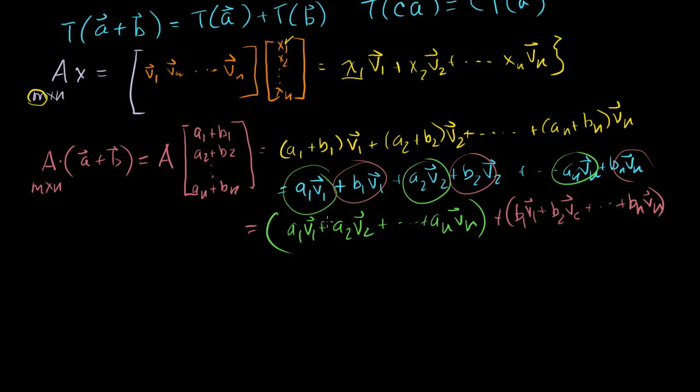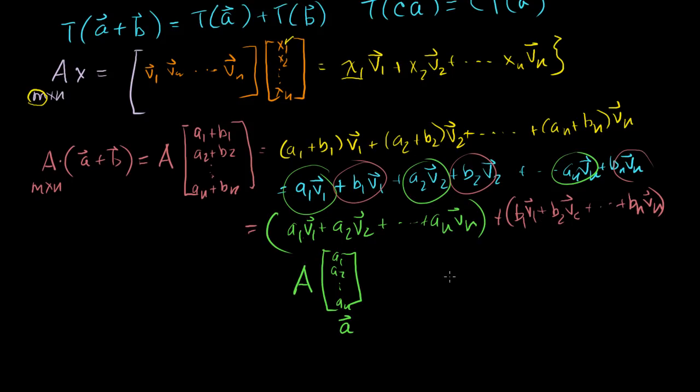But what's this equal to? Remember, these columns are the columns of the matrix capital A. So this is equal to the matrix capital A times a1, a2, all the way down to an, which was our vector a.